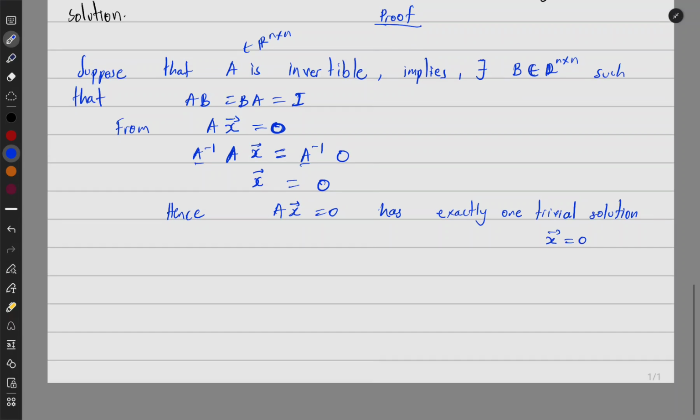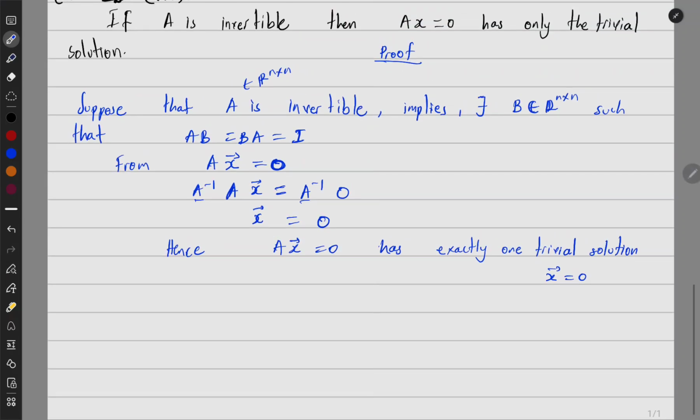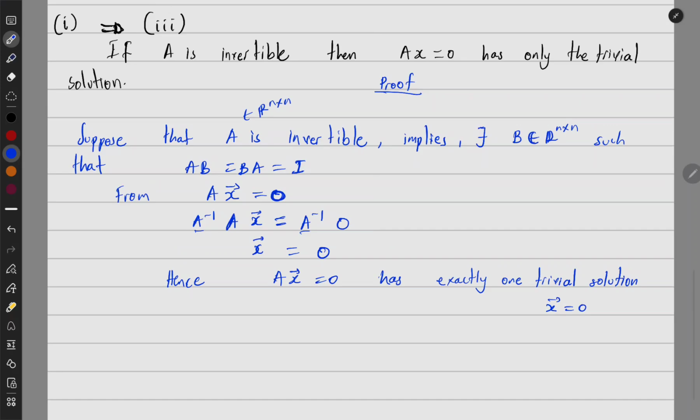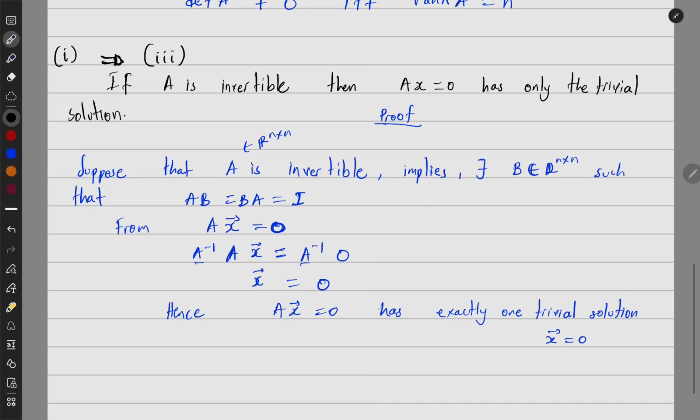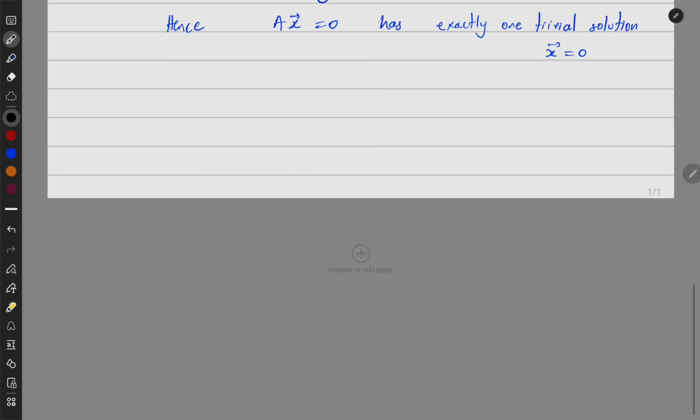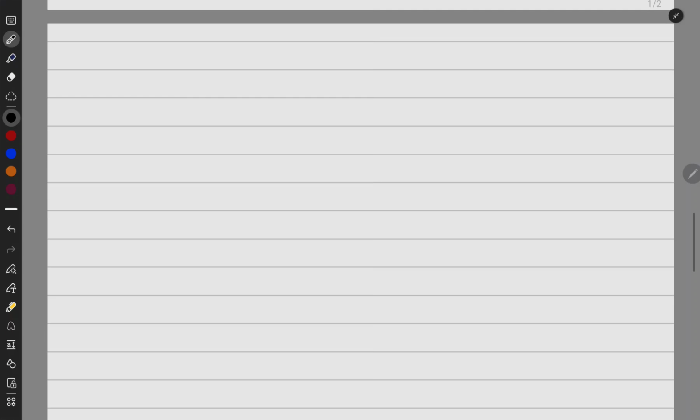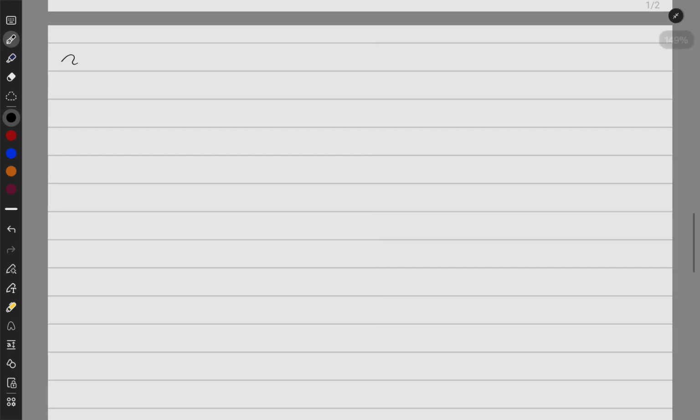So what does Roman numeral 2 say? I can also prove that Roman numeral 3, if this holds, then Roman numeral 2 holds.